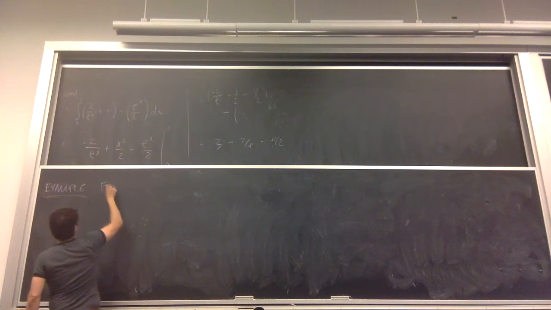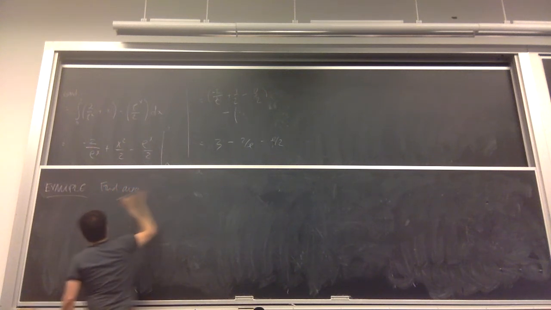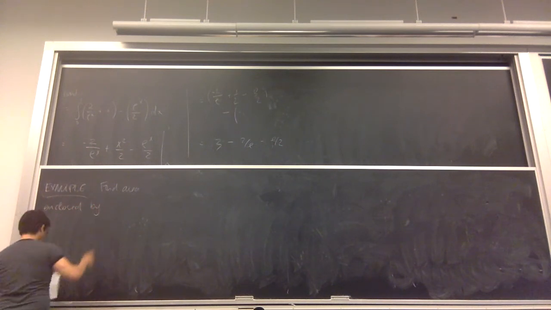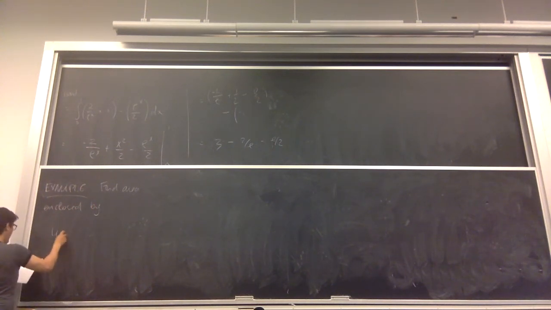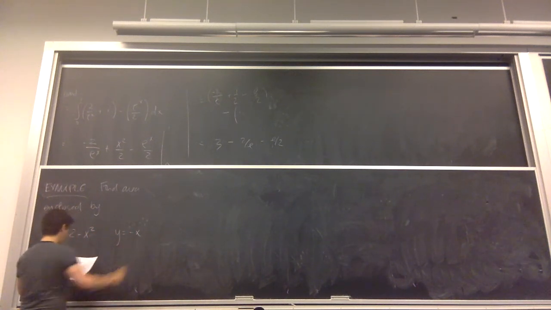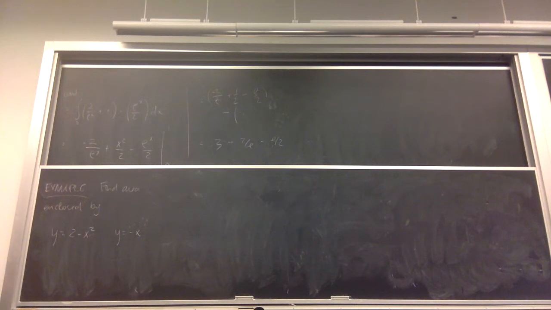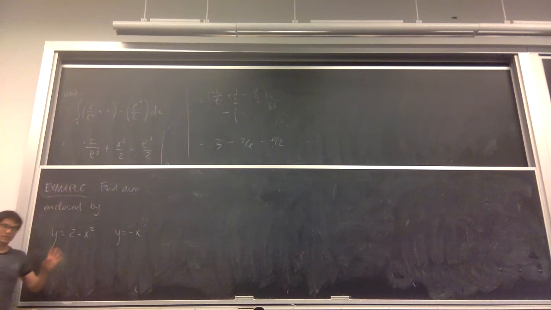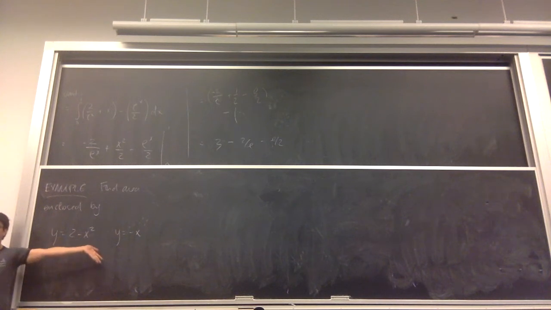All right, find the area enclosed by y equals 2 minus x squared and y equals minus x. Note in this case, I'm not giving you an interval, because these curves bound an area naturally. So let's just draw a picture. This would be totally fine on a midterm. I expect you to be able to plot parabolas and lines. Is that fair? Okay.